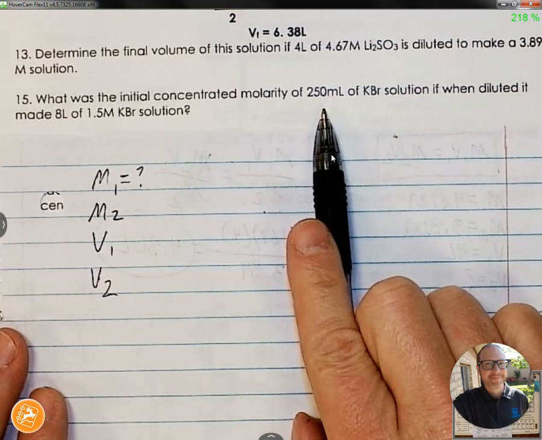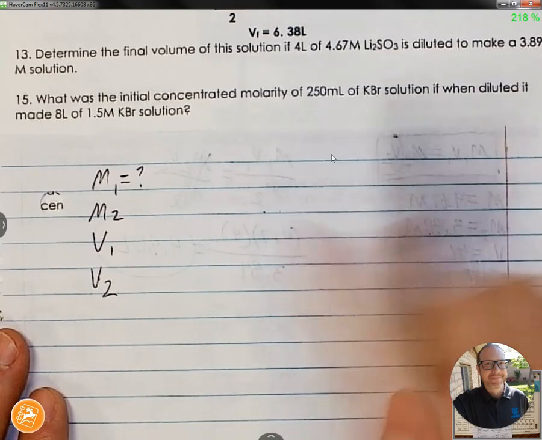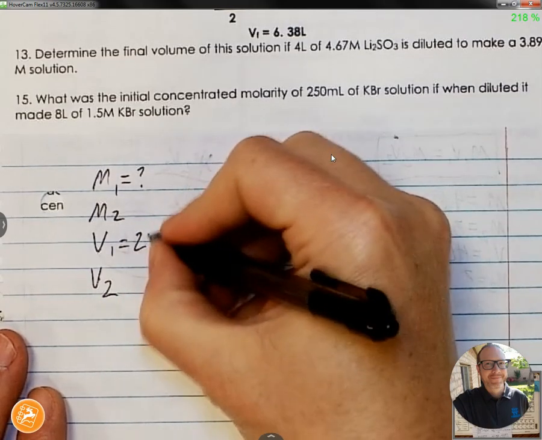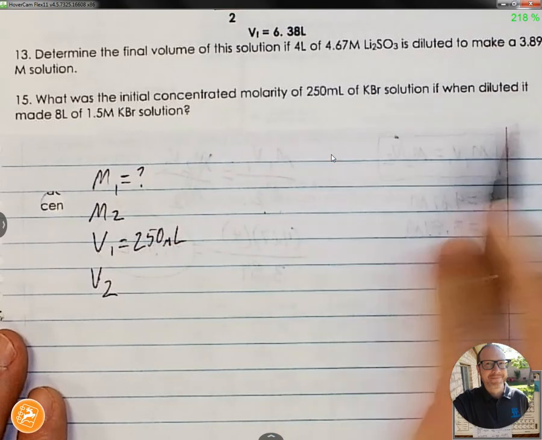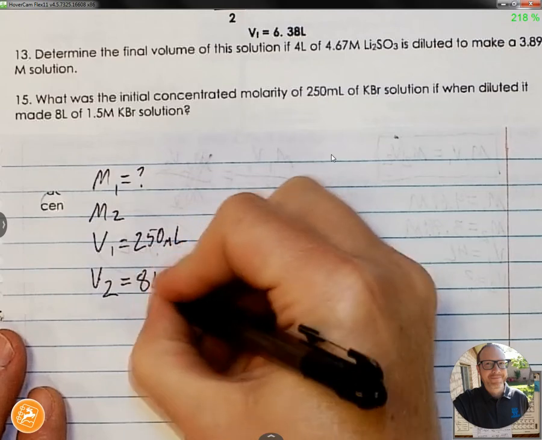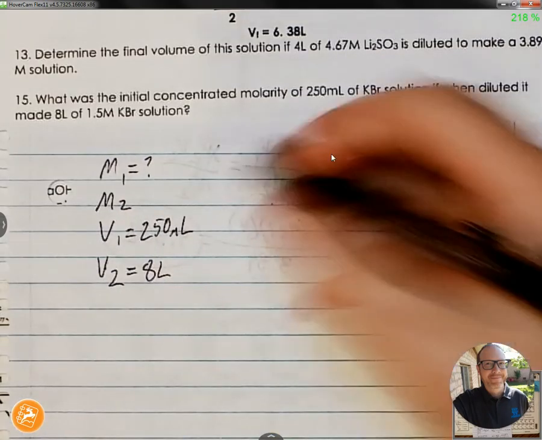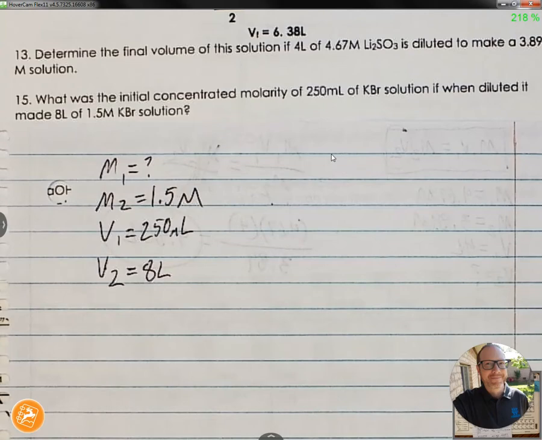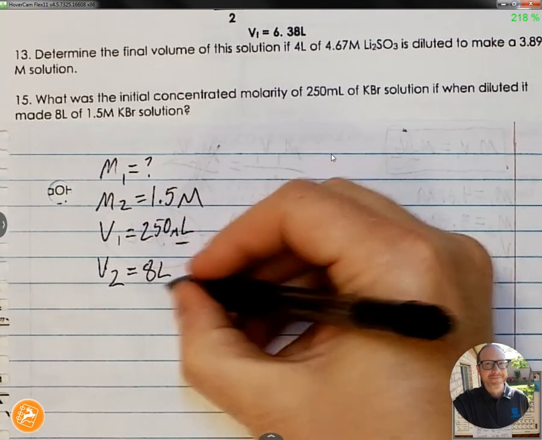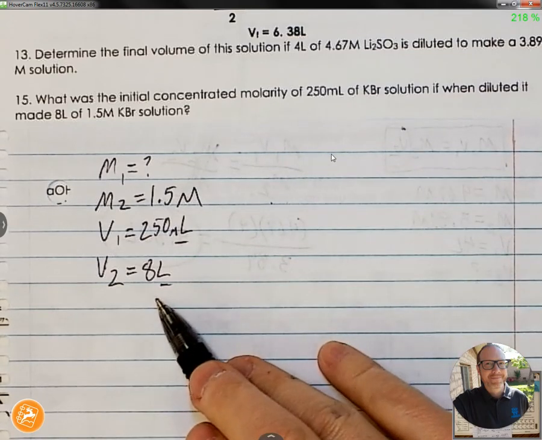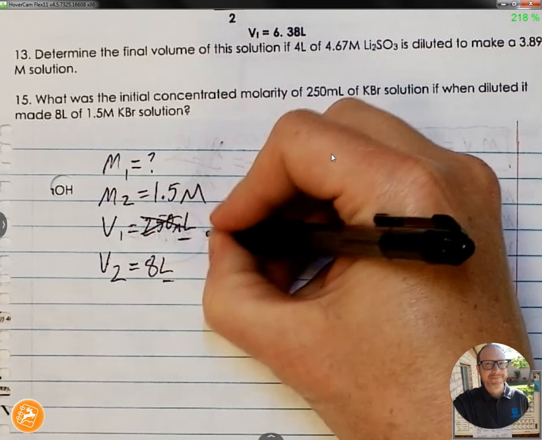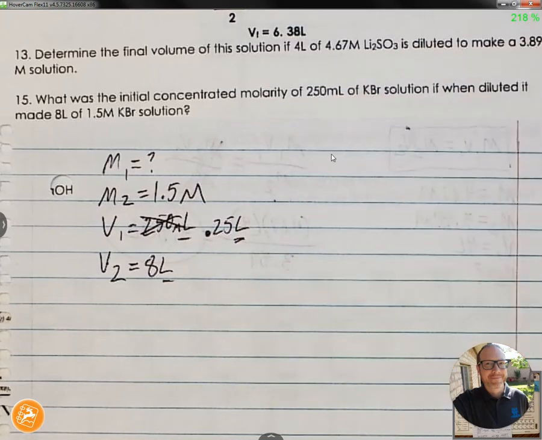What's that going to be, V1 or V2? V1, I agree. 250 milliliters. And it says when it's diluted, it makes 8 liters, so 8 liters is our V2, and M2 is 1.5 molar. Who sees a problem before we go any further? You have milliliters and liters. Right. I can either make this 8,000 milliliters or make that 0.25 liters. I like 0.25 better myself. It doesn't matter what the unit is, but you need to make sure it's the same unit before and after.